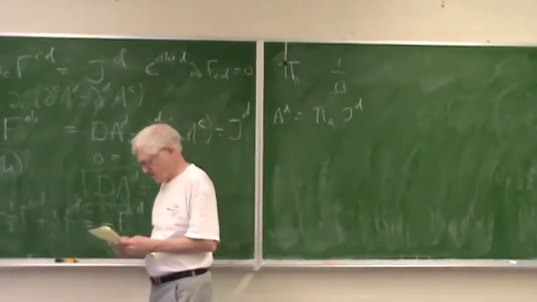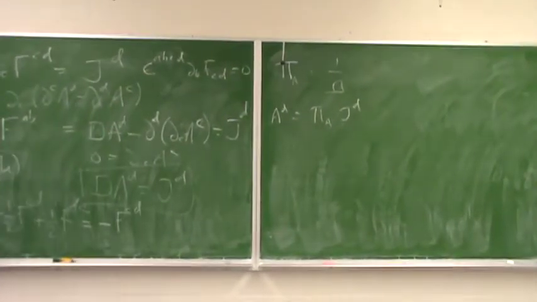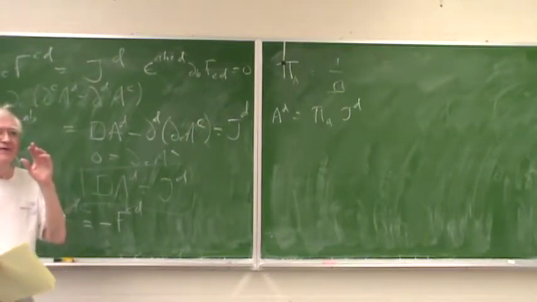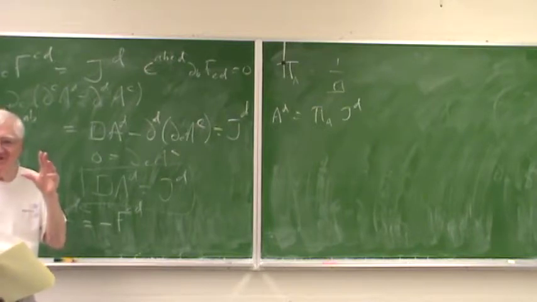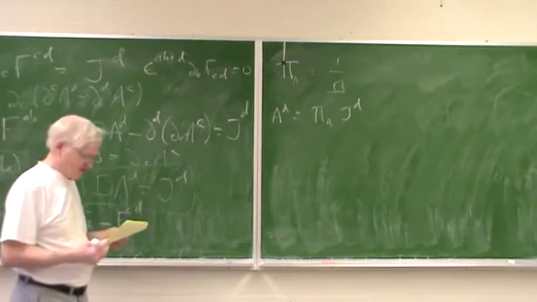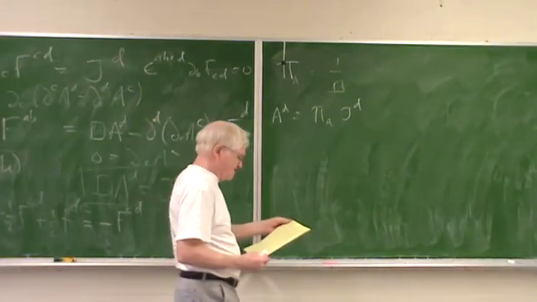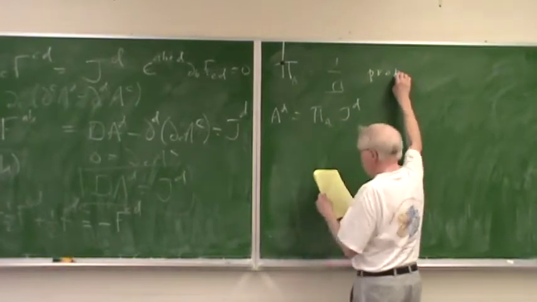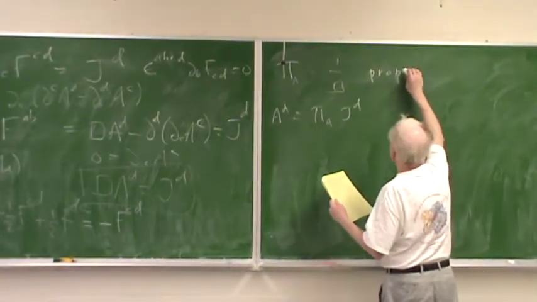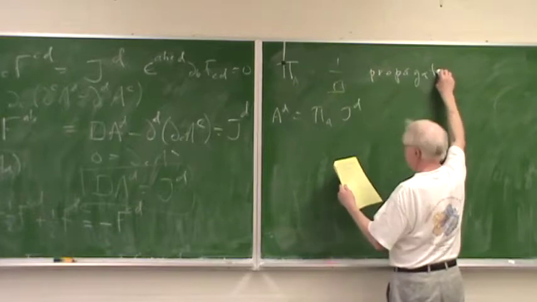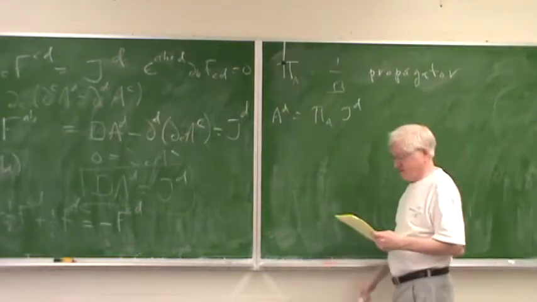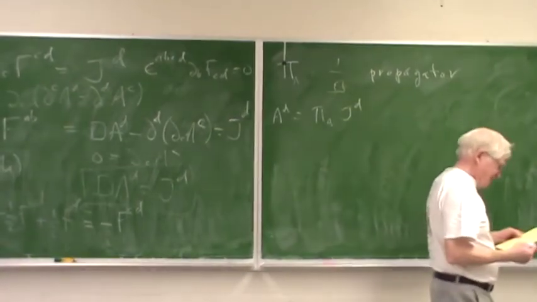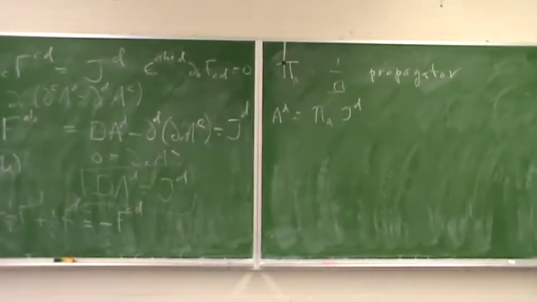And of course you say, well, what the heck is 1 over box? We'll see what 1 over box is. It's not hard, it's just one of the Green's functions. This is called the propagator. The hardest thing about propagator is spelling it. I'm guessing that that's right. I live with Wiki and Google.